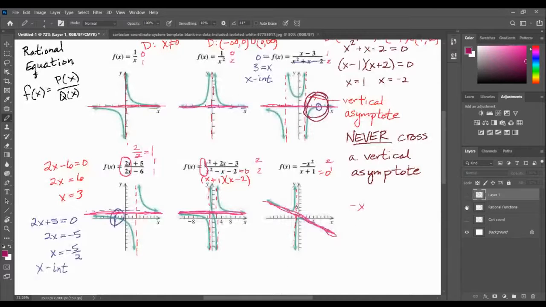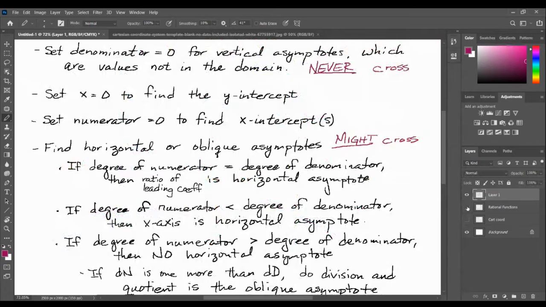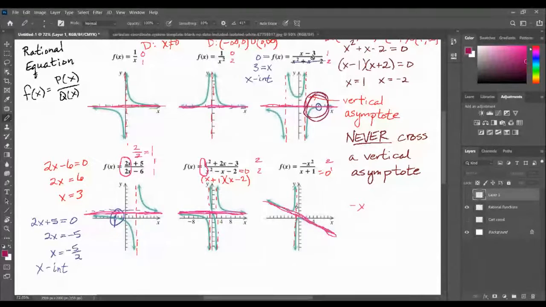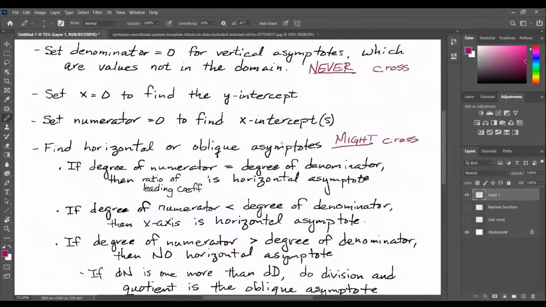But as a reminder, we've got rational equations here. We set the denominator equal to 0, just like we talked about here, to find vertical asymptotes. Those are values not in the domain. And then we set x equal to 0, like we did in the third one here, to find the x-intercept. We also did that in the fourth one. We set x equal to 0 to find the x-intercept. And so that will help us in these solutions. We set the numerator equal to 0 to find any x-intercepts.